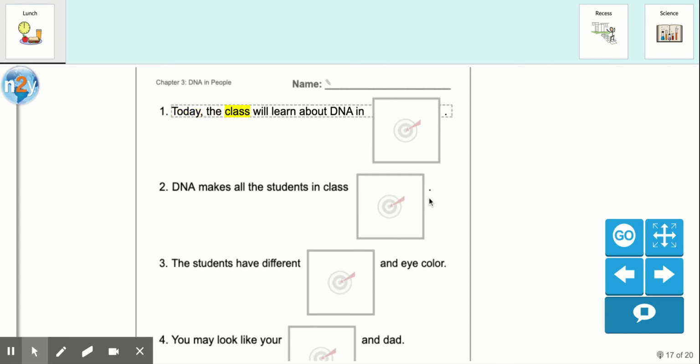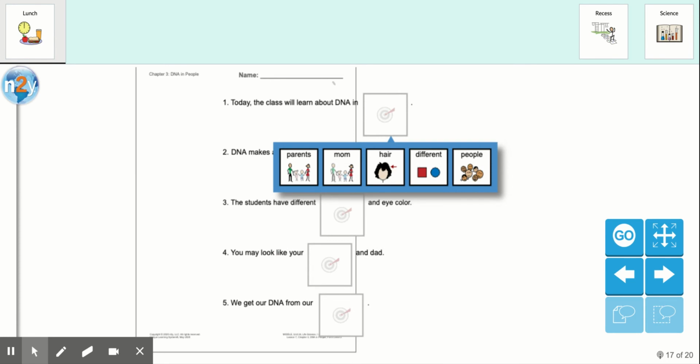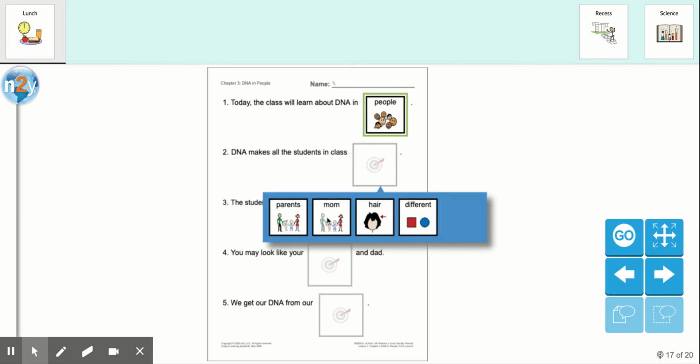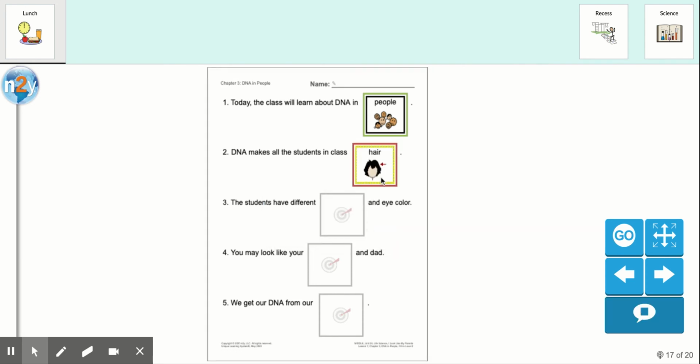Today, the class will learn about DNA in. What will they learn about DNA in what? In parents, in mom, in hair, in different, in people. Well, the name of the chapter was DNA in people. People. Okay, number two. DNA makes all the students in class parents, mom, hair, or different. What fits there the best?